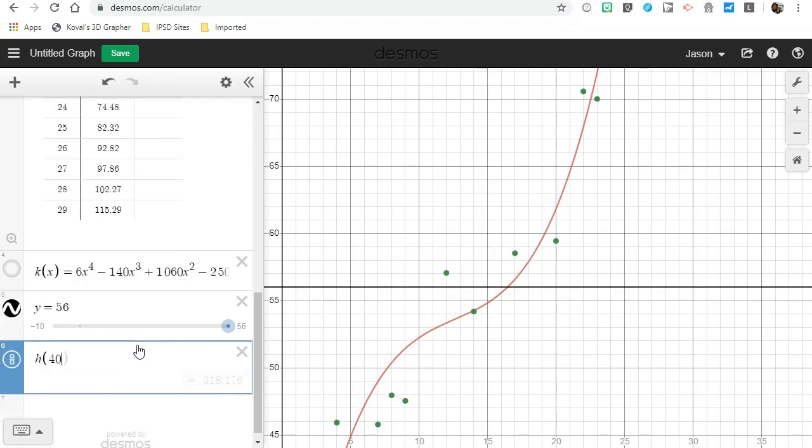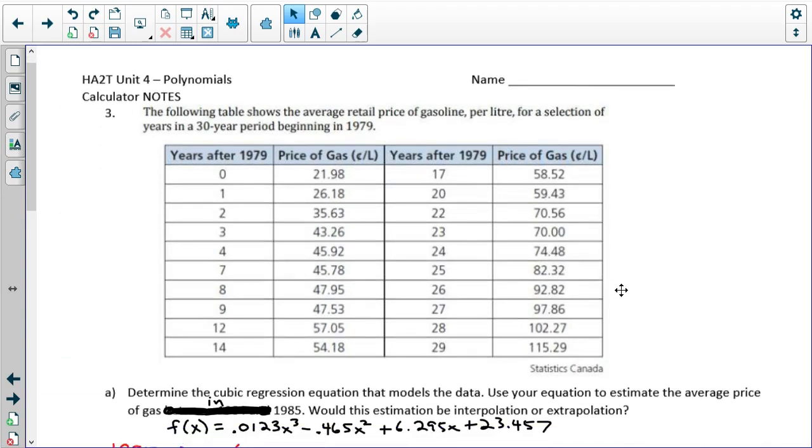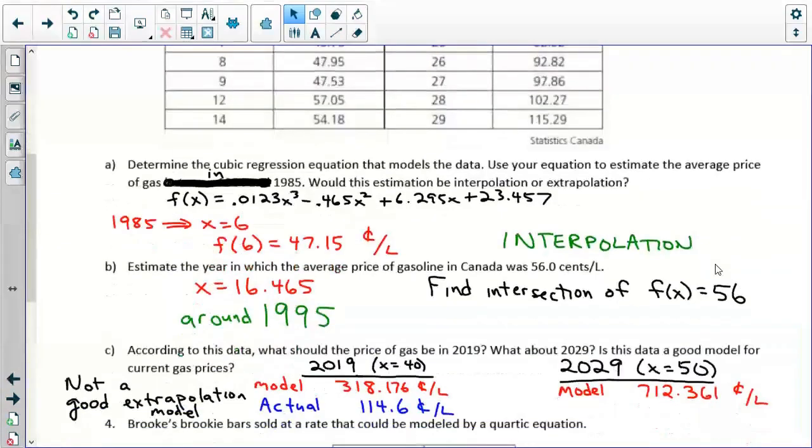So 2019 would be 40 years after the model, and that would be 318.176 cents per liter. And 2029 would be 712.361 cents per liter. Again, I'm rounding to 3 decimal places as much as I can. So if I look at the answers here, this is what we have. So we wanted to find the intersection of the model in part B of f of x and 56.